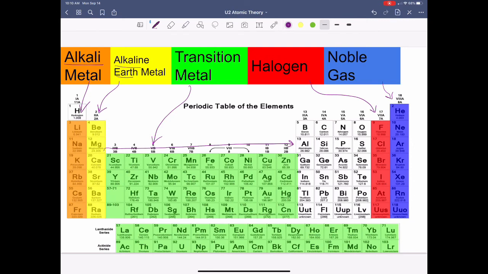All right, alkali metals are most reactive. Alkaline earth metals are second most reactive.